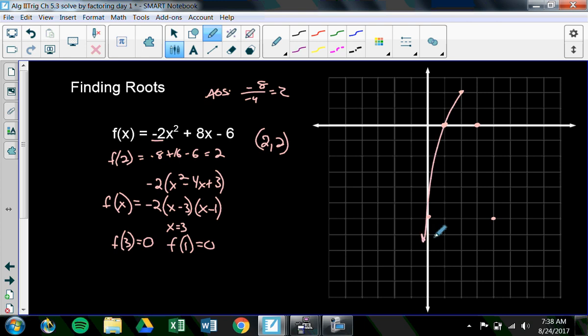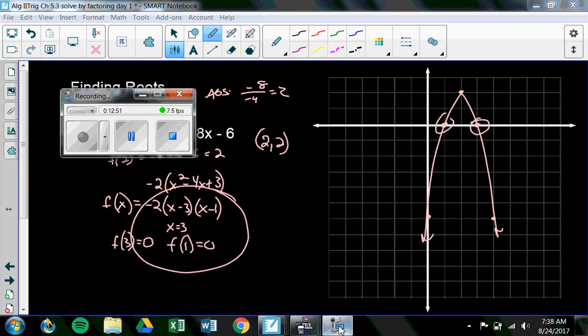Here's my graph. Here's my roots, which can come from my factors. It's a beautiful little cycle here. That's all.